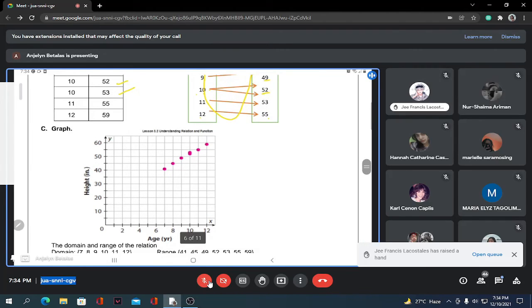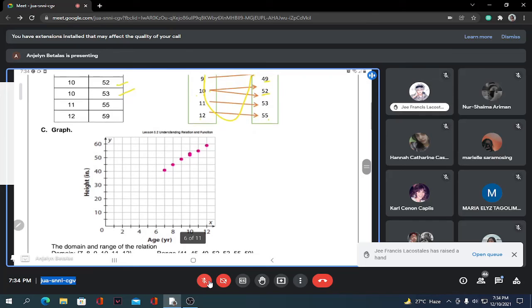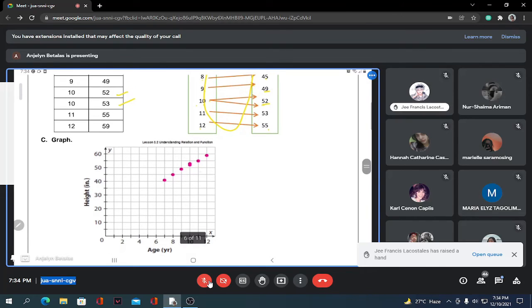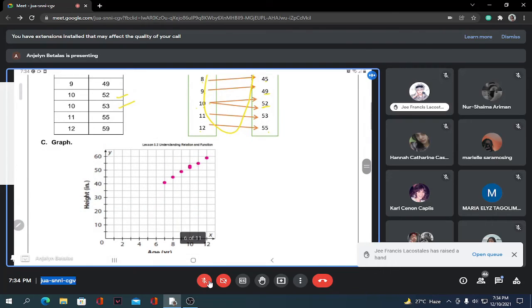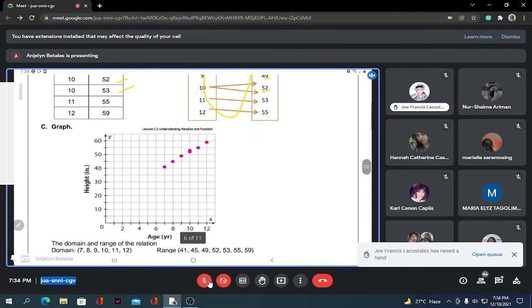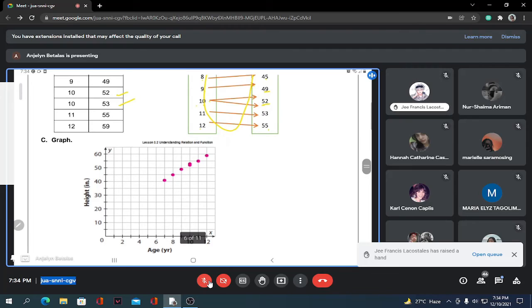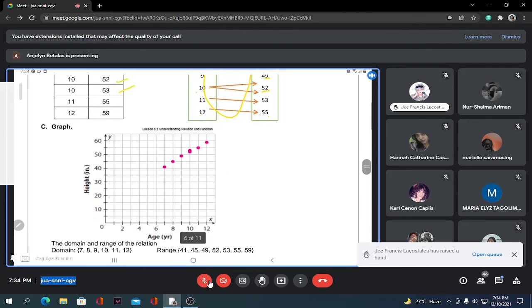You will notice it looks thick because there are two points, 10 with 52 or 53. And then 11 years old, 55, as seen on the graph. Then 12 years old, 59 inches. Any questions?